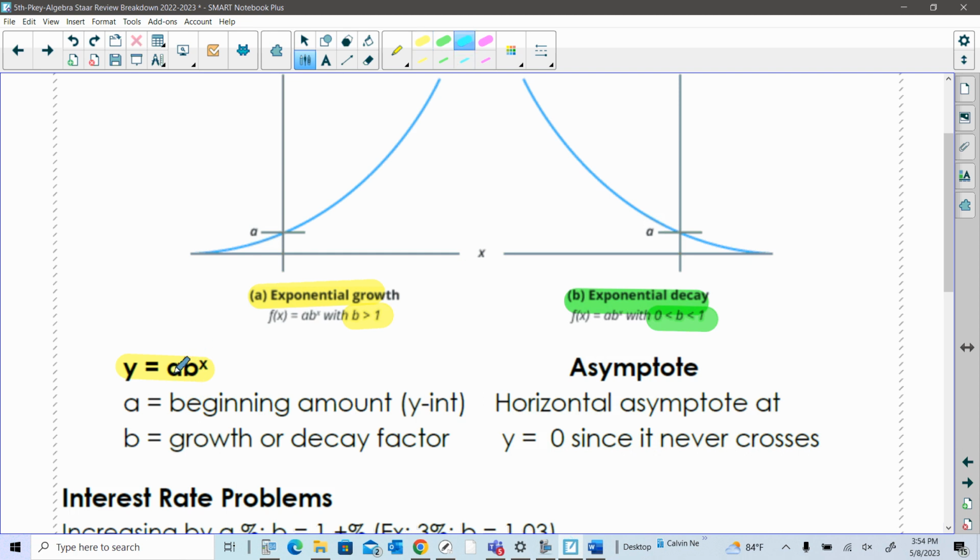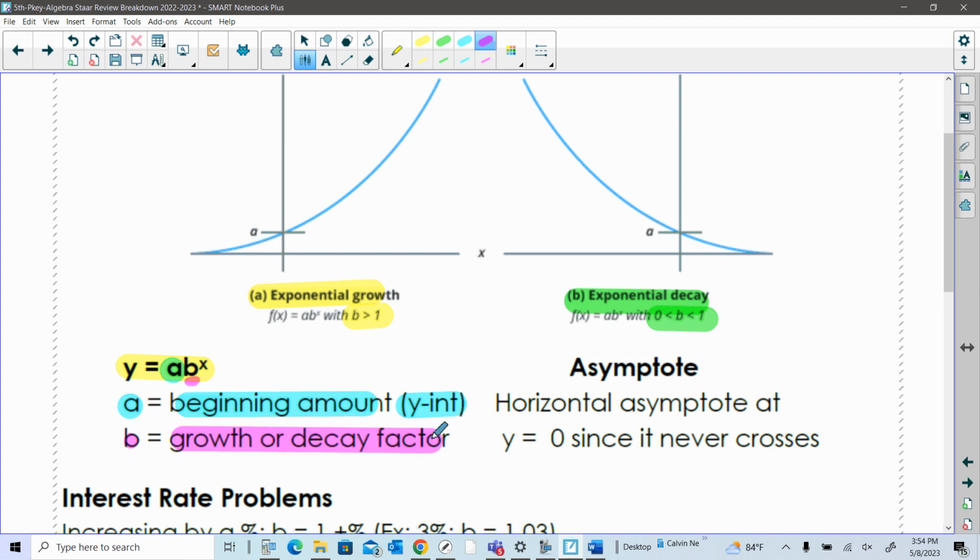So parts of this is our standard form for an exponential function. The parts are your a here, that's the beginning amount. It's also your y-intercept. And then your b, the b here, that is your growth or your decay factor.